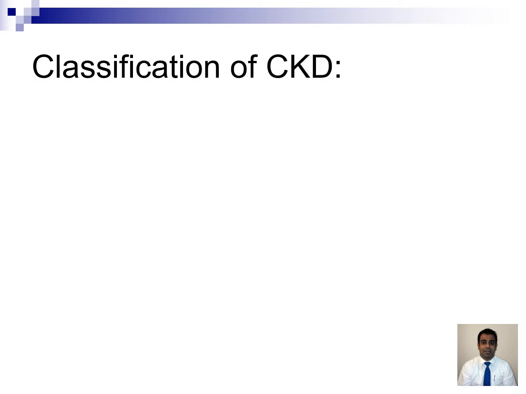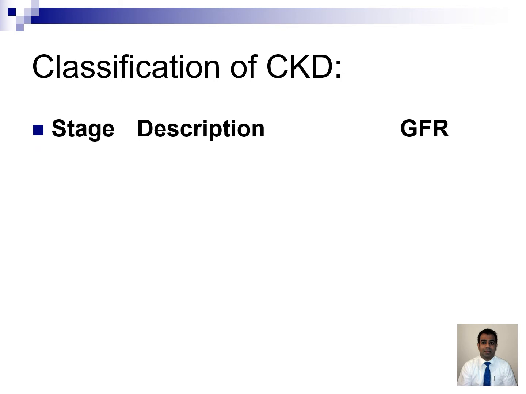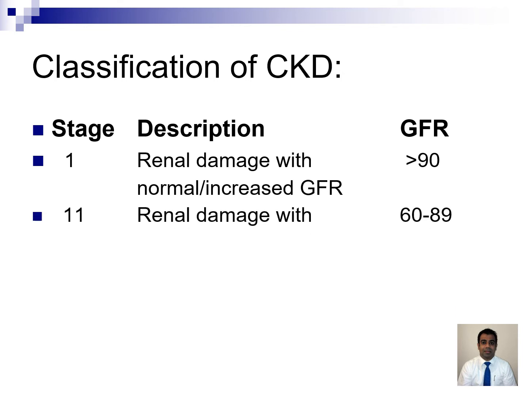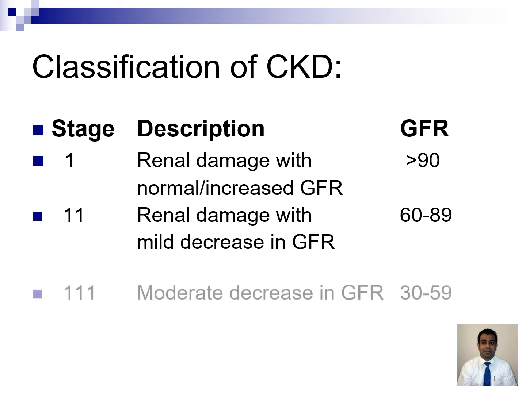So how is chronic kidney disease classified? Well, there are basically 5 stages of chronic kidney disease in children. Stage 1 is where there is evidence of renal damage, which can be histological, radiological, or biochemical, as we discussed in the previous slide, going on for more than 3 months, but with the glomerular filtration rate being above 90 or normal, and sometimes the glomerular filtration rate may be even increased in stage 1 CKD because of hyperfiltration.